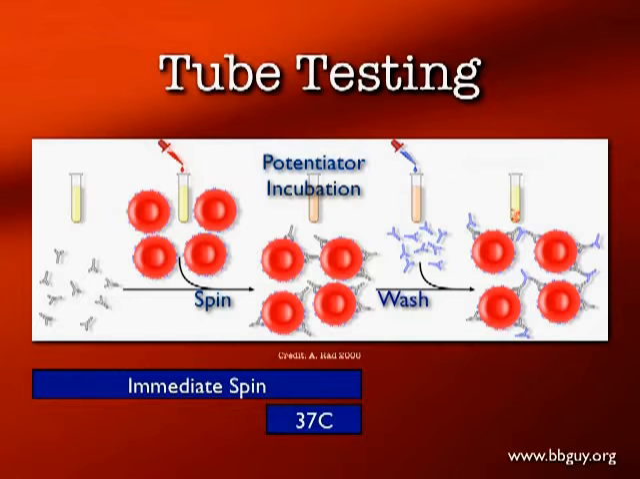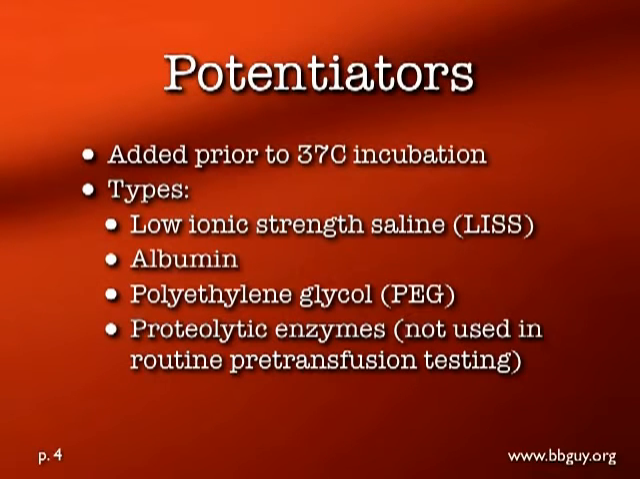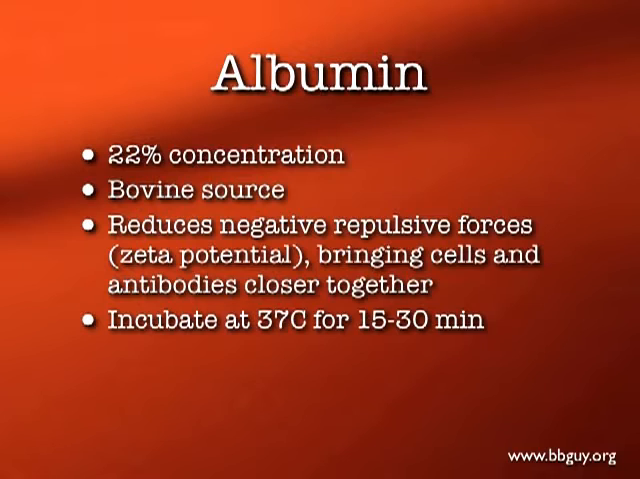And so over the wash word there, you see anti-human globulin, which are antibodies against human antibodies. They bind to coated red cells, cause visible agglutination, and that's the IAT or AHG phase, as the case may be. Potentiators, we already said, are added prior to 37-degree incubation. We already talked about LIS. We'll say just a couple words about albumin and PEG and talk about proteolytic enzymes later, though they're not really a potentiator used in routine pre-transfusion testing.